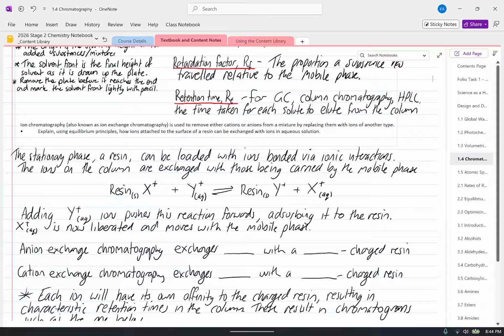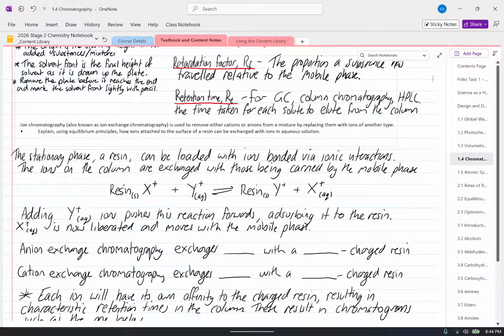An example would be calcium or magnesium. You might want to remove that from water because it impacts the water hardness, or how effective water is at cleaning stuff. And you could replace it with an ion such as sodium, which has less of an interaction. Yes, it's adding sodium to the water, but it's not impacting its ability to, let's say, clean stuff.